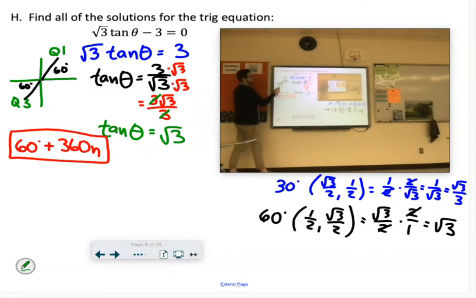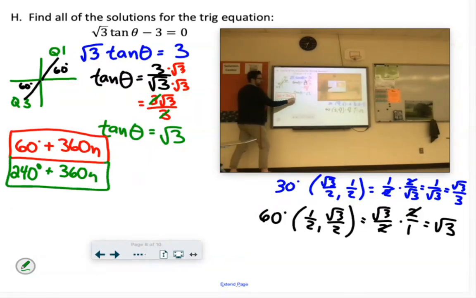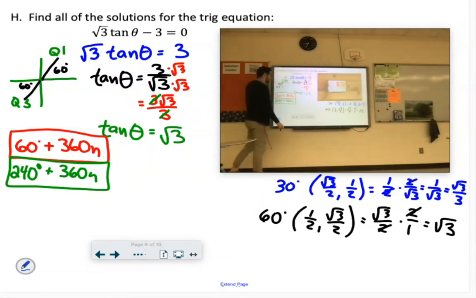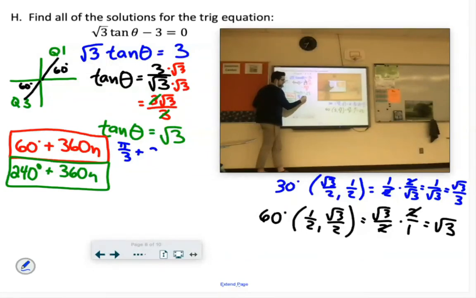Now, if we were looking for a 60-degree reference angle in quadrant 3, it would be 180 plus the 60, which is 240 degrees, plus 360n. So there are the two angles in degrees. We need to also list it in radians. So 60 goes into 180 3 times. So 60 degrees is pi/3 plus coterminal angles, another 2 pi times n, so plus 2 pi n.